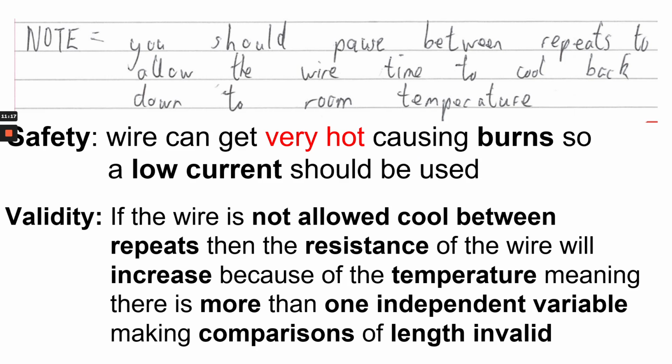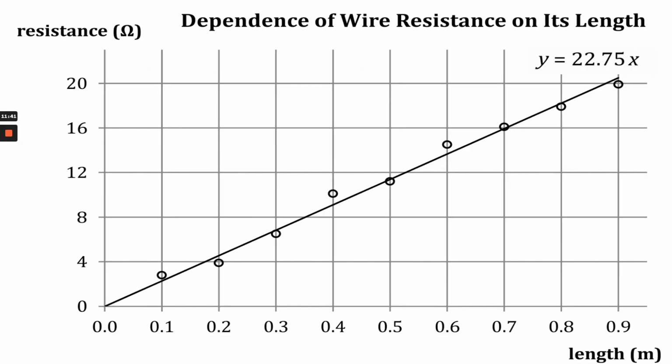So you need an element of safety in every write-up. The wire can get very hot, causing burns, so a low current should be used. That gets you an extra mark if you talk about safety in your write-up. But also validity. If the wire is not allowed to cool down between repeats, then the resistance of the wire will increase because of the temperature, making comparisons of length invalid. You must let it cool down between repeats.